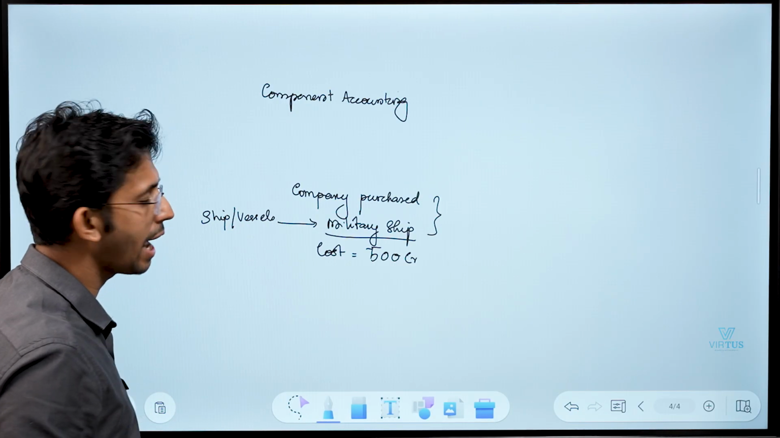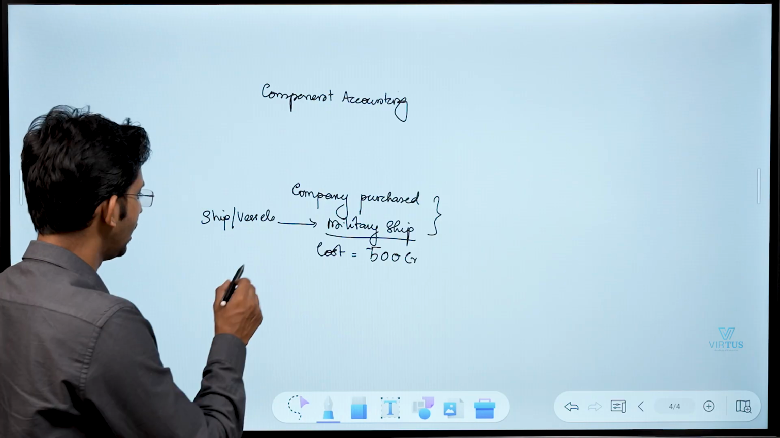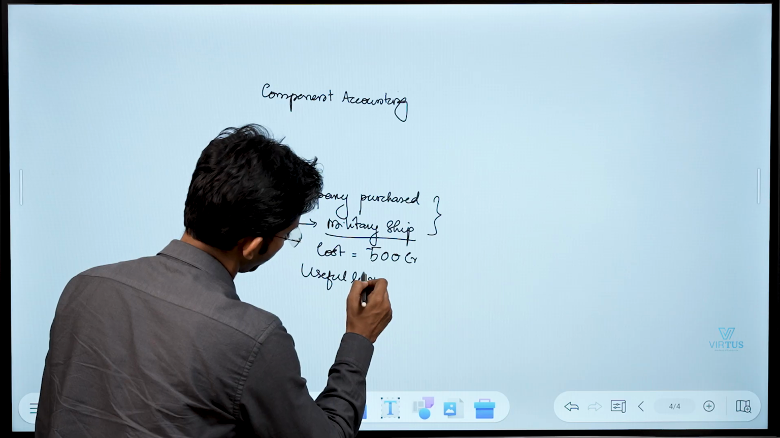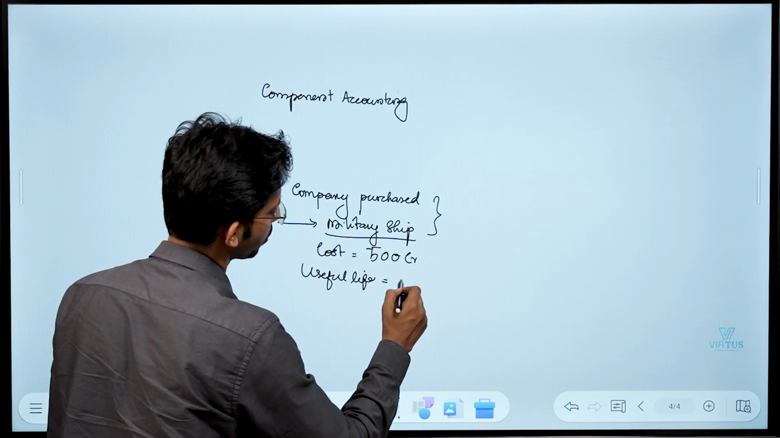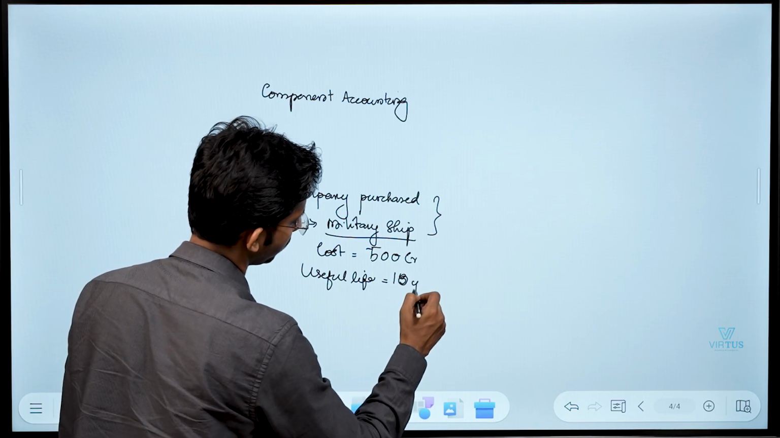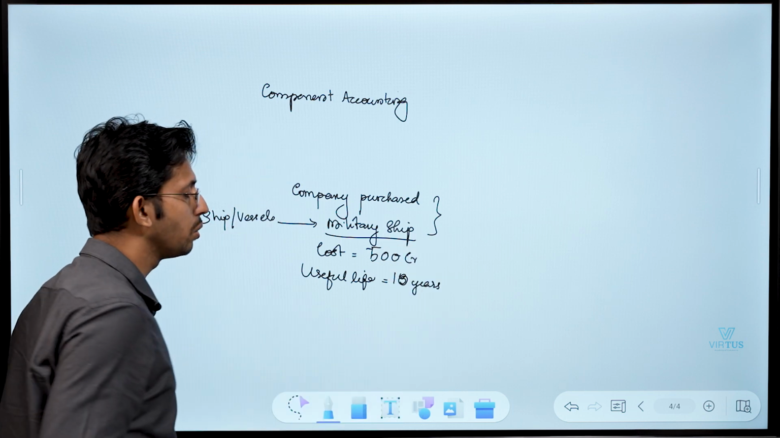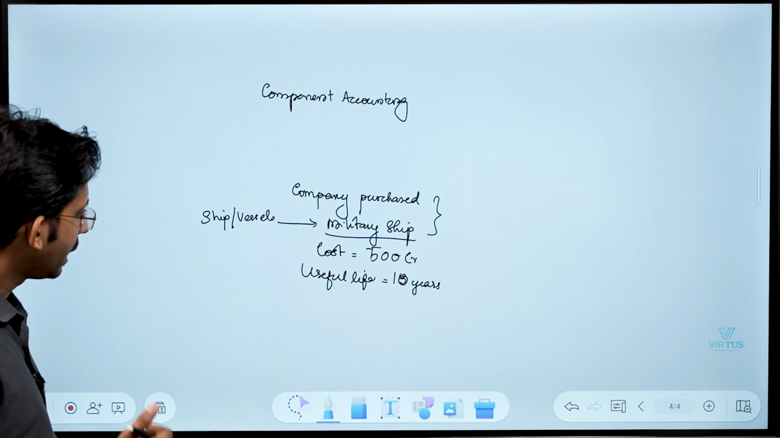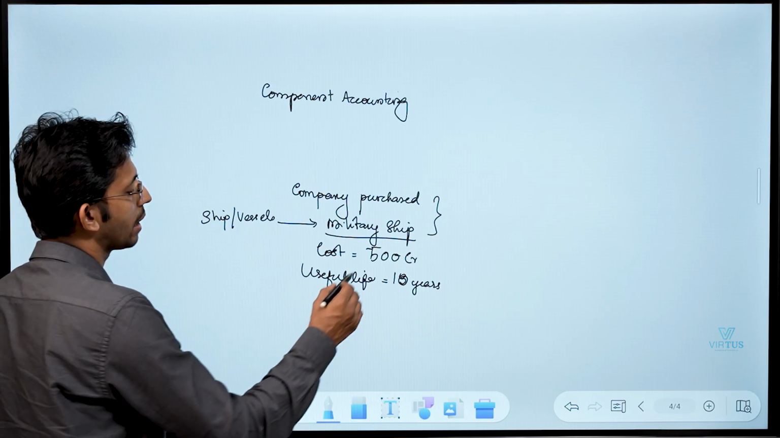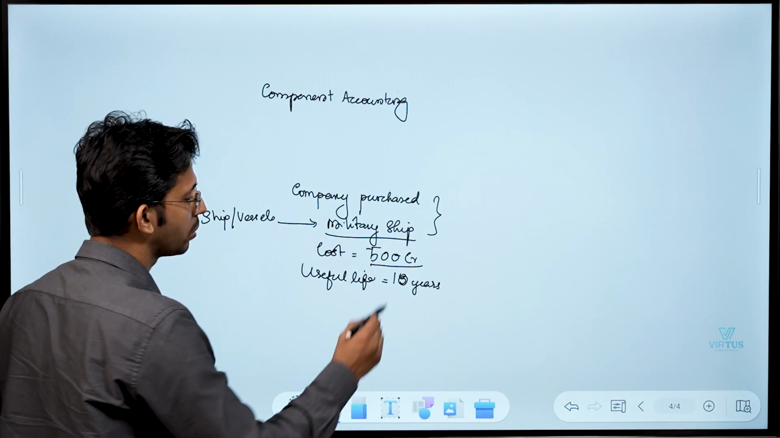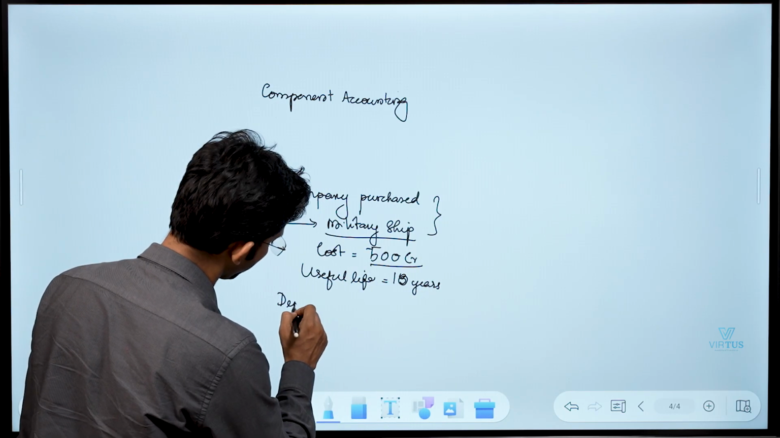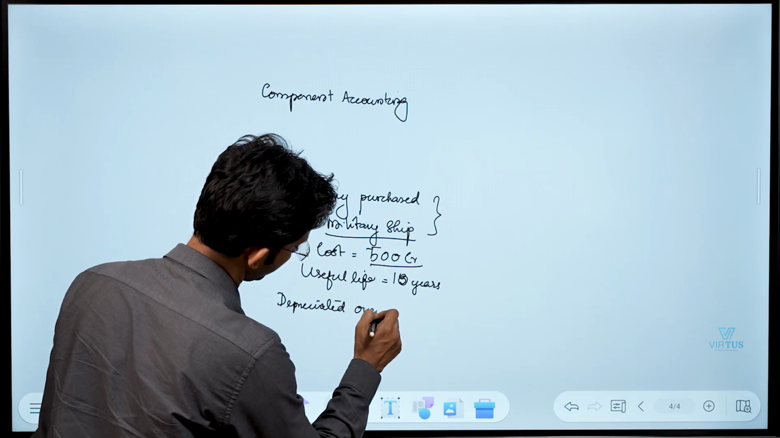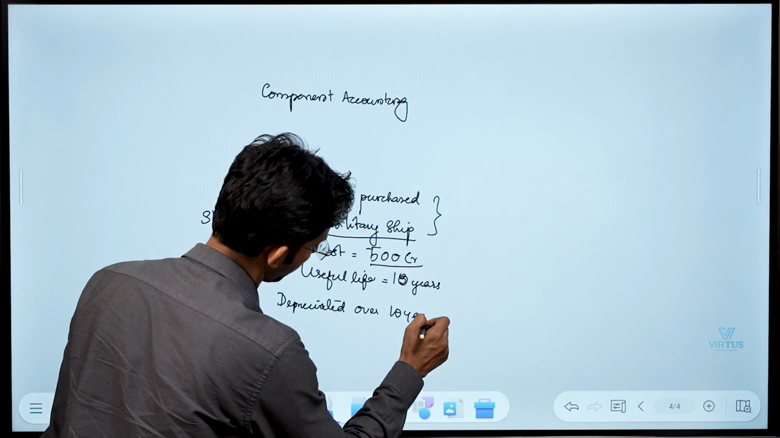And the useful life of this ship or vessel, let us say, what is the useful life? Let us say it is 5 or 10 years. 10 years is the useful life. You can use this ship for 10 years. So in a normal practice, what we will do? We will capitalize this 500 crore and it will be depreciated over the useful life, so depreciated over 10 years. This is the normal practice.